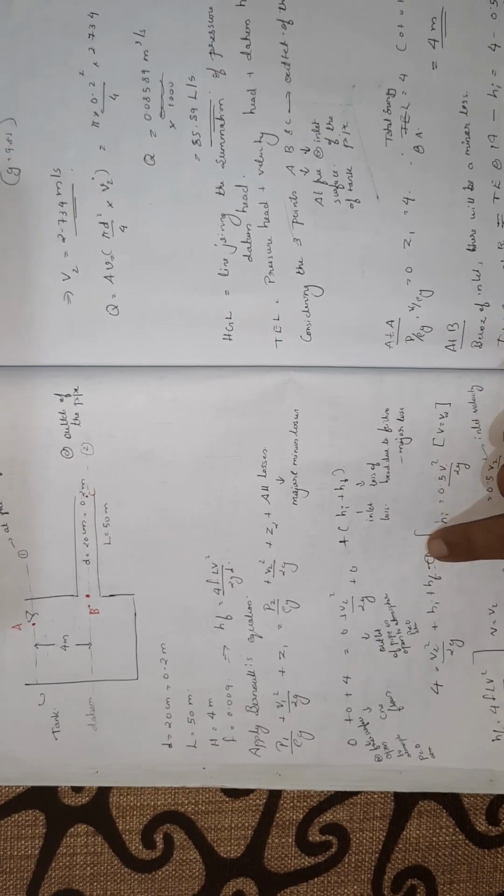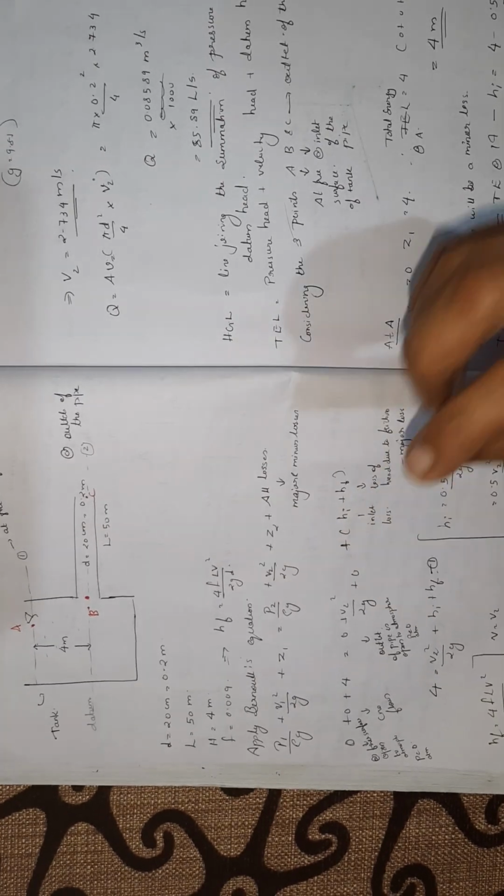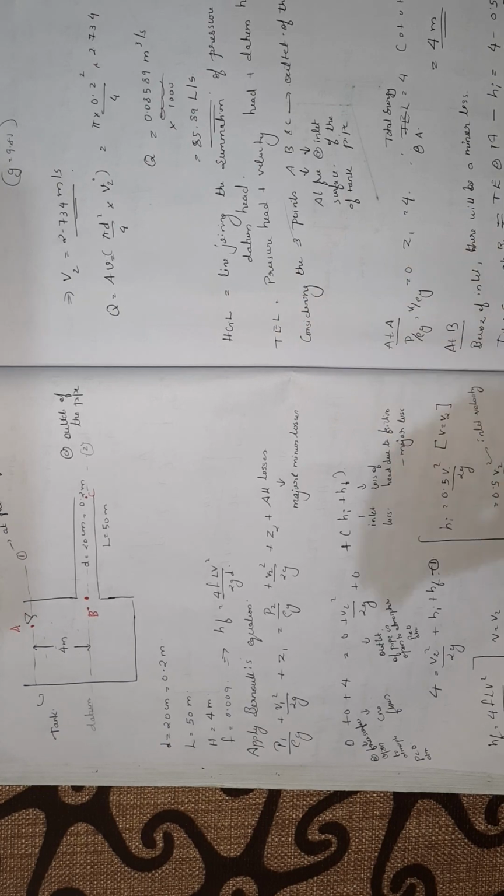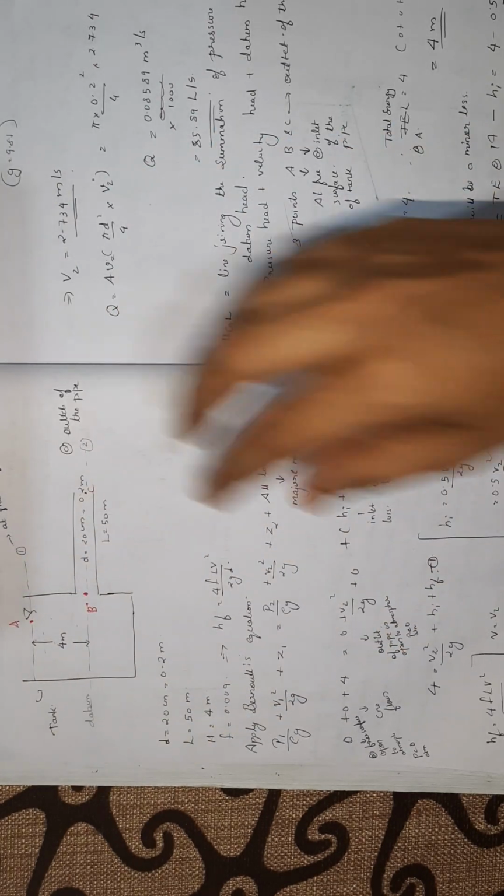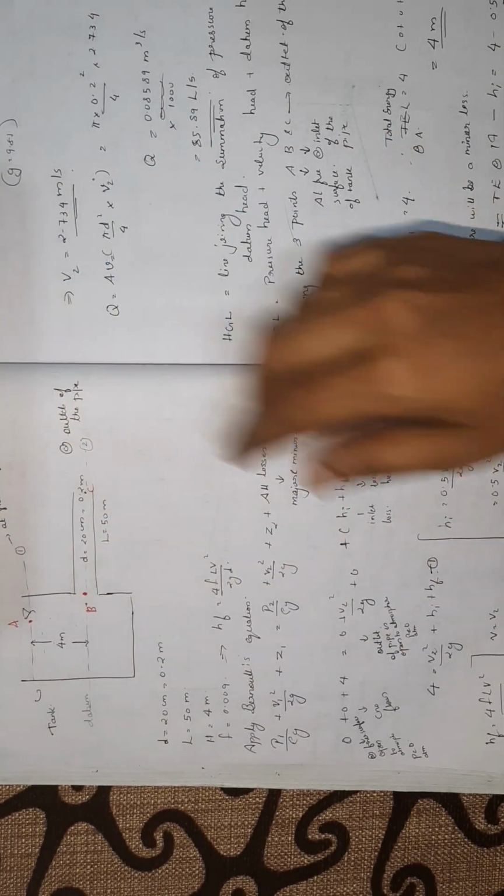That is the outlet of the pipe. And what about V2 square by 2g? Obviously it won't be 0 because the fluid will be flowing with high velocity throughout the pipe.